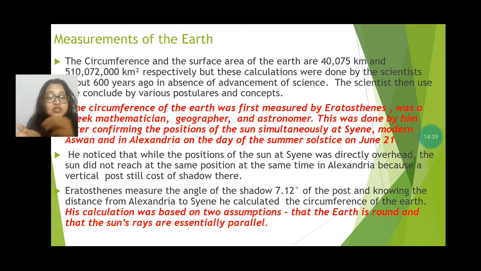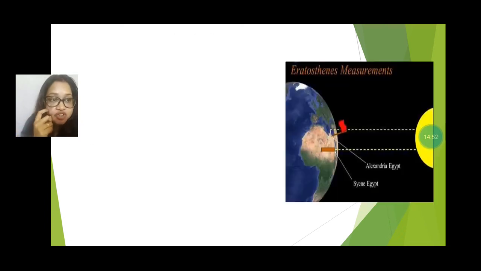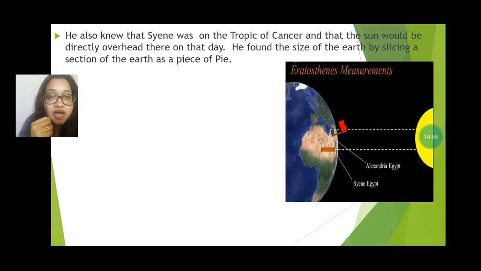His conclusion was based on two assumptions. What are they? Number one, that the earth is round in shape, and number two, that the sun rays are essentially parallel. Okay. You can see the picture here, that there are two places on the earth's surface. One is Syene and another one is Alexandria. And the earth is round in shape.